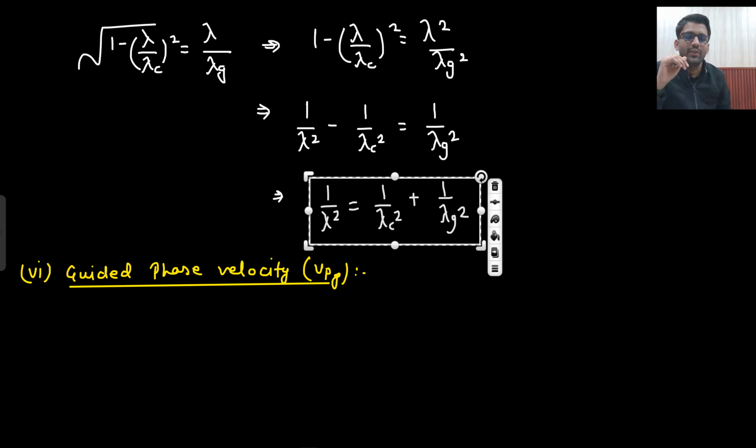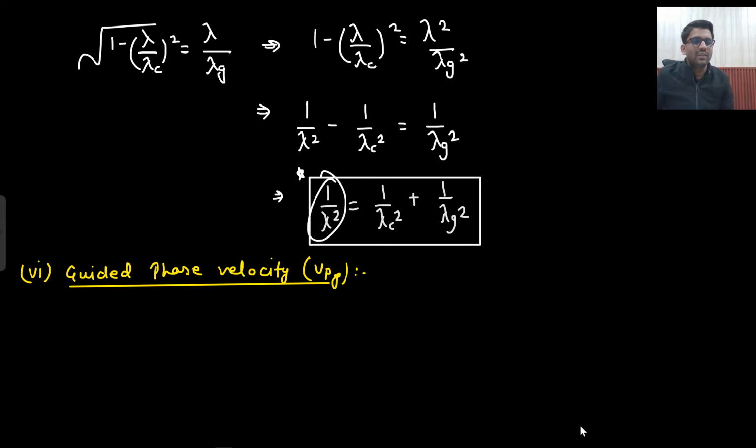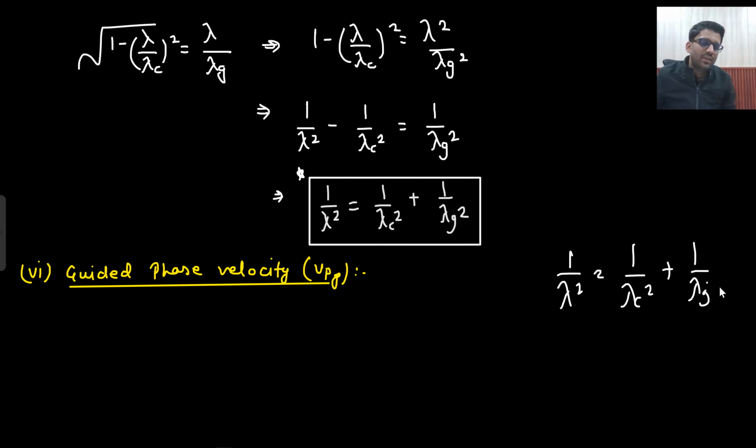This expression also you need to remember. Wherever there is no subscript, that will come alone, and the rest will come with addition. If there is a subscript, those will come with addition, and if there is no subscript, that guy will come alone. So this is how I remember: 1 by lambda square is equal to 1 by lambda c square plus 1 by lambda g square.